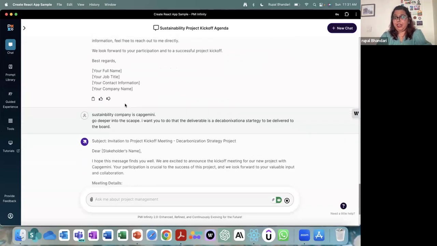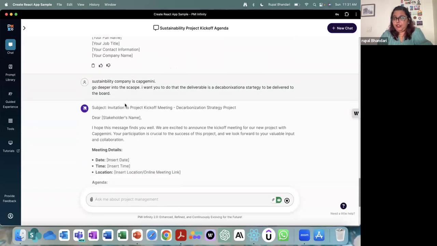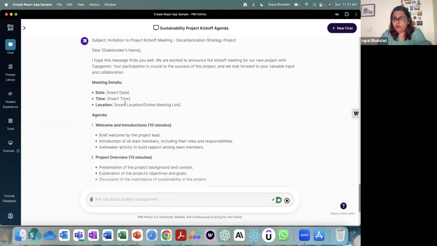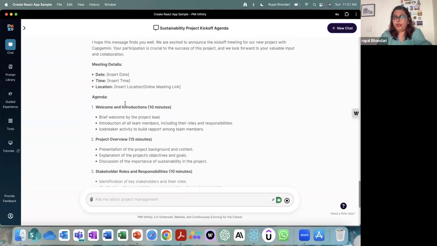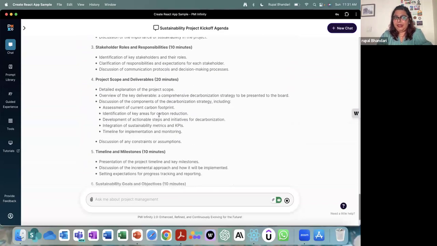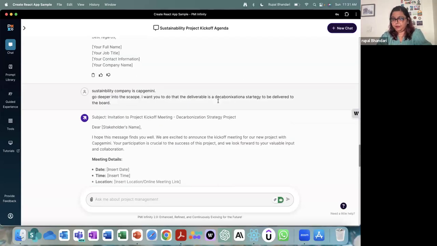So again, like we mentioned, it is doing a lot for you. It's not completely automating your job, but it's giving you a base to work off of. Right? So it went and added a discussion on components of the decarbonization strategy. I didn't even need to tell the tool what components to add. It added a few components. I can go change it.